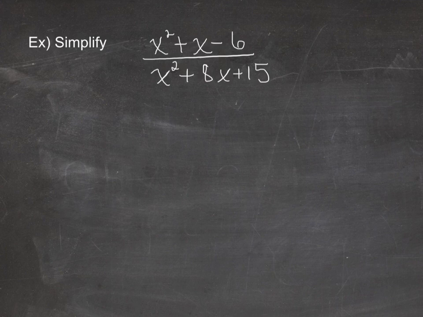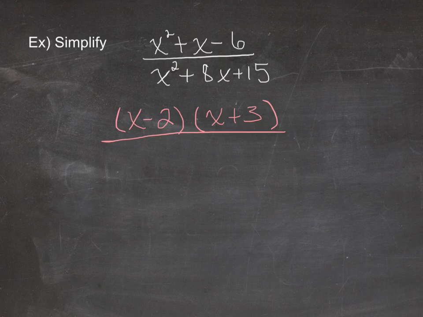Okay, so you will have to know how to factor. If you need a review on factoring quadratics, make sure you go and look at those videos. To simplify this expression, we have a quadratic on the top and a quadratic on the bottom, so I'm going to factor both the numerator and denominator. For the top quadratic, I'm looking for two numbers that multiply to -6 but add to +1. That would be -2 and +3, so x minus 2 and x plus 3.